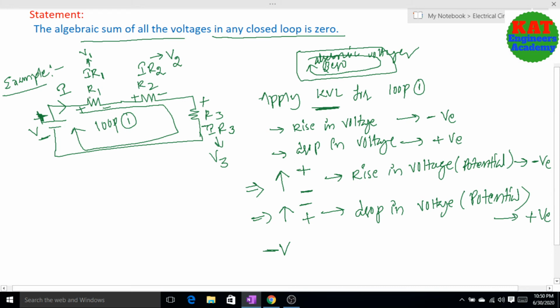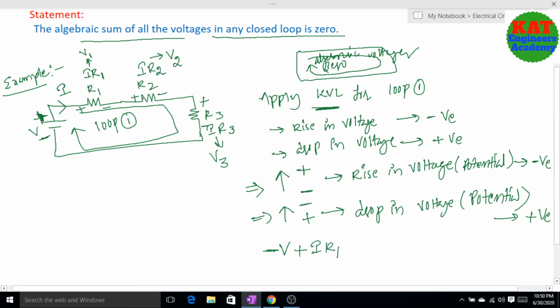The second element is R1. Here we have positive, here we have negative. The current is entering the positive terminal and leaving from the negative terminal, flowing from positive to negative, which you consider as a drop in voltage. So the voltage drop is I into R1, to be considered as positive I into R1.